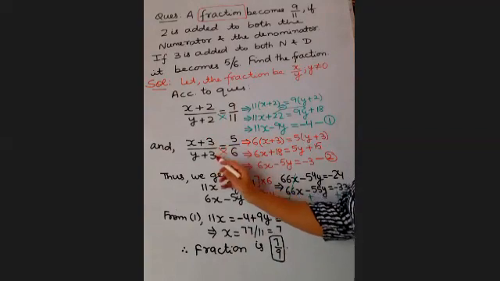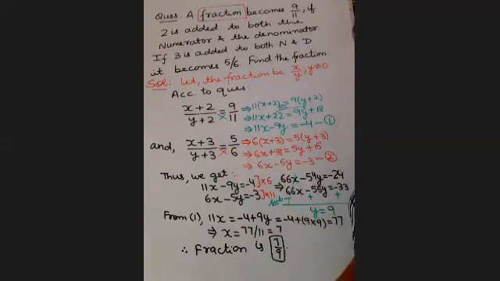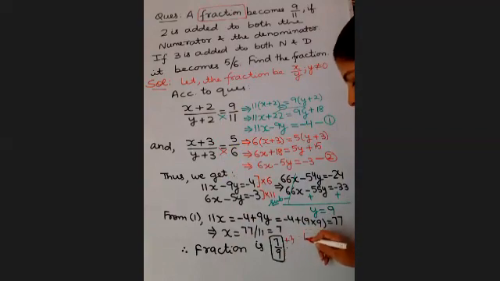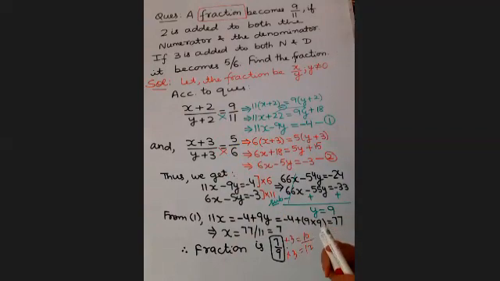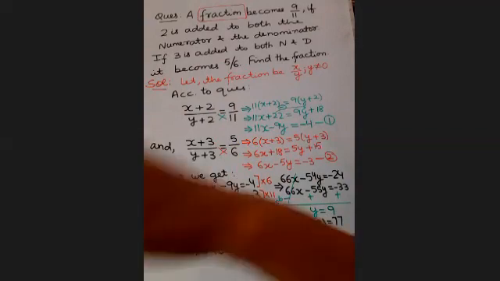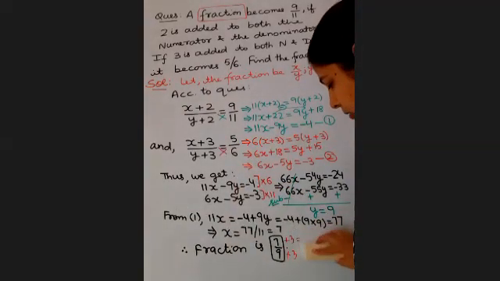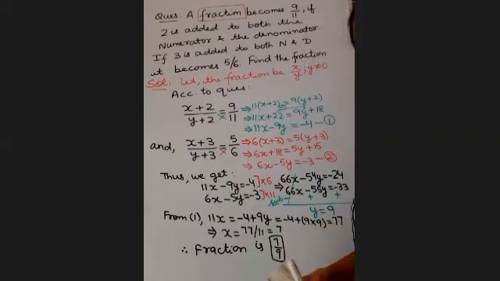Second says if you add 3 to both, it should become 5 upon 6. Now, if you add 7 to 3, what will it become? 10. And 9 plus 3 becomes? 12. And what is 10 upon 12? 5 by 6. Is it satisfied? Yes, ma'am. So that is how it has to be done.